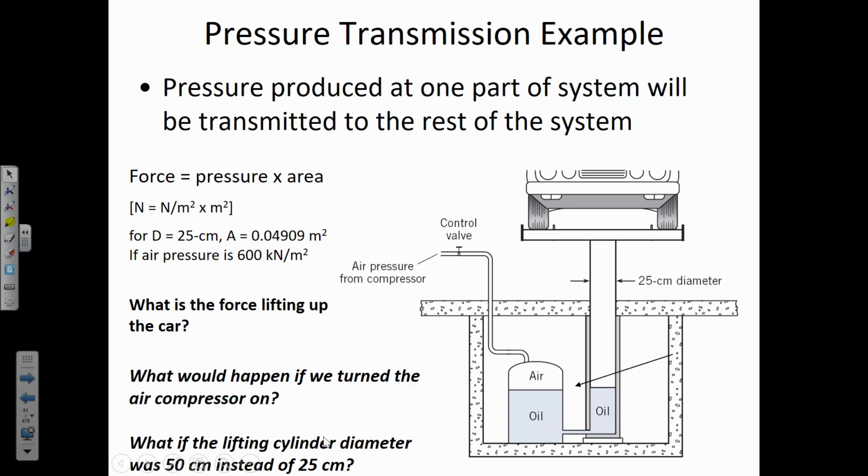So the pressure stays at 600 kilonewtons per square meter, but the lifting capacity, what did we calculate it was? 29,454 newtons. So approximately 30 kilonewtons. It would go from 30 to 120 kilonewtons of lifting capacity. So we quadruple our lifting capacity by doubling the diameter, because diameter squared gives you the area.